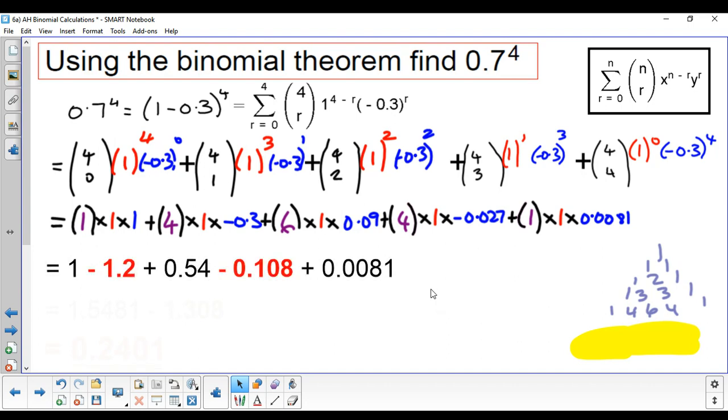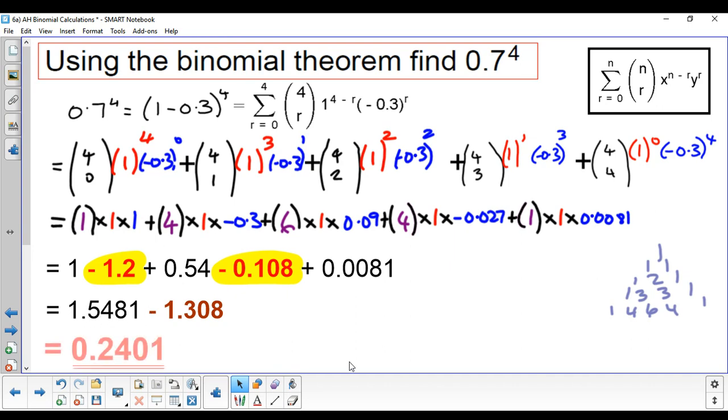I've used different colours this time to emphasise to you that you could, still without a calculator, collect the positives. So you've got 1.5481 because of the decimal position, and collect the negatives, and you've got minus 1.308. That's not that bad. If you take 1 off of both, you can see that. You could take 3 off the 5, you could take 8 off the 8. So quite quickly, you've got 0.2401 without a calculator. Isn't that great?